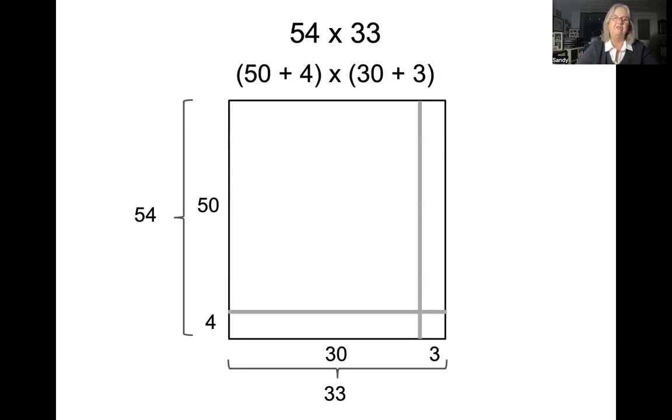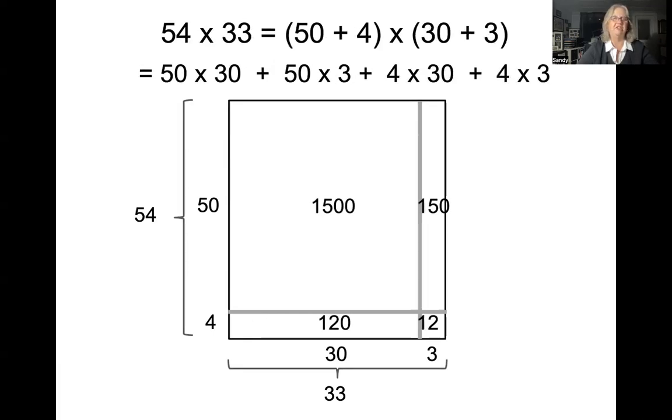What do I have? 50 by 30 is 1,500. 50 by 3 is 150. 4 by 30 is 120. 4 by 3 is 12. There's your distributive property expansion.